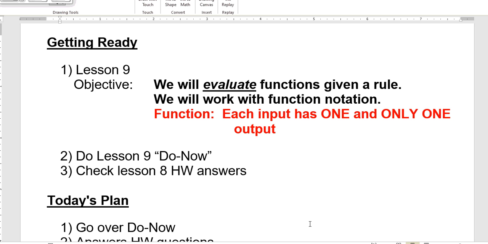So today we're on lesson 9 and we will be evaluating functions given a function rule, which means that we will have to work with function notation. It's something that we will continue to practice all year long. And just a reminder that a function means that each input has one and only one output.